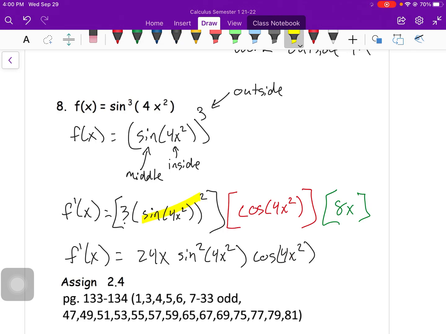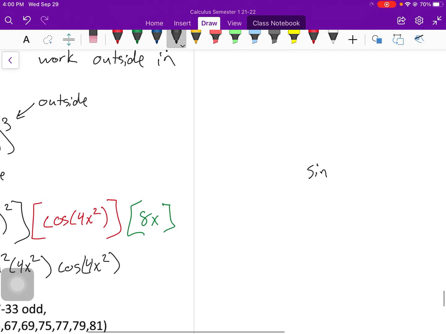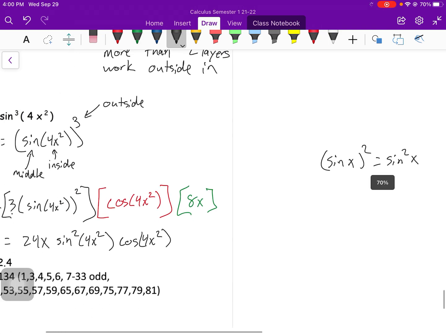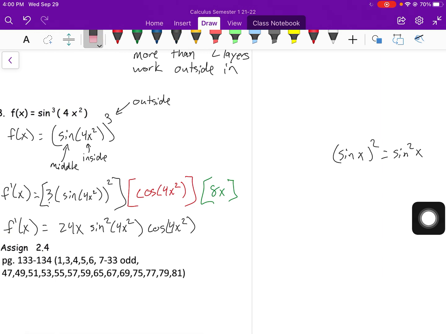How I went from this piece to this piece is just a matter of notation for writing. So as a quick aside, remember that sine x squared is equal to sine squared x. So in this case, instead of having x, it was a 4x squared. It was just easier to write that way, a little bit neater in the long run.